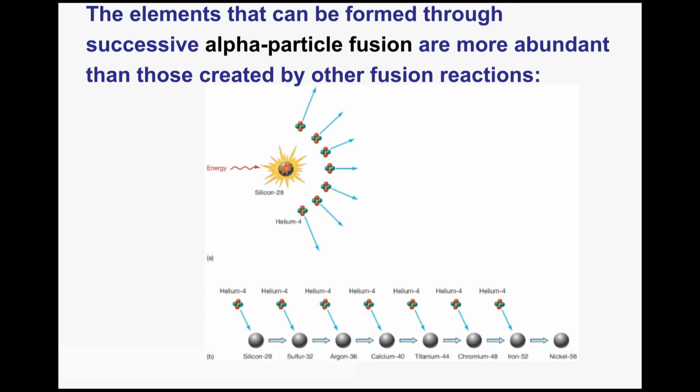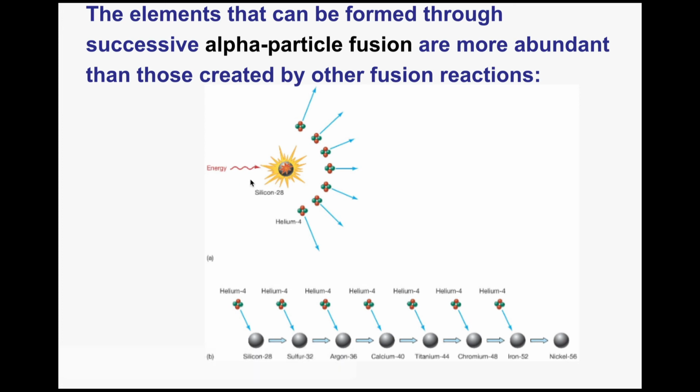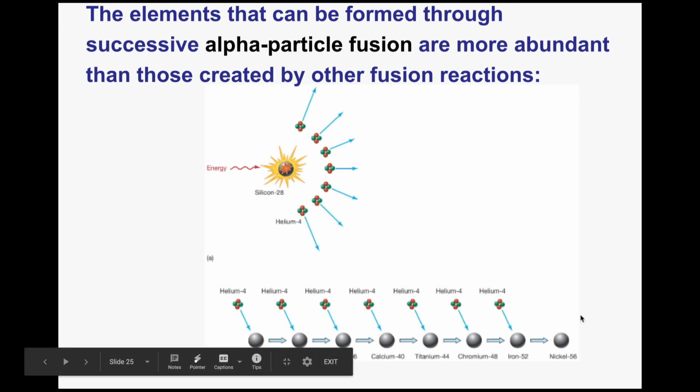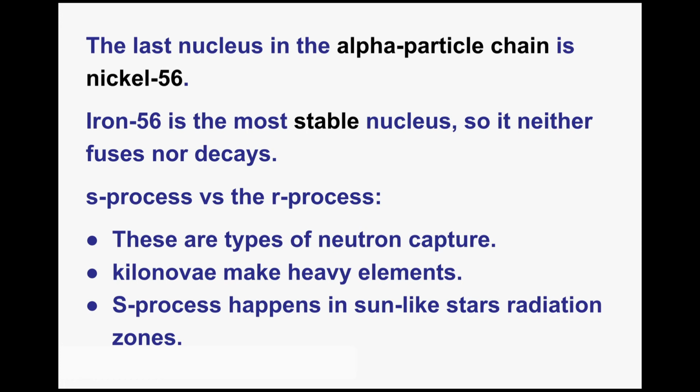So you can see here this silicon 28 atom gets hit by maybe a cosmic ray or some other high energy particle, and it splits into a whole bunch of helium atoms, and those helium atoms are then going to merge with other existing nuclei. So this is a pathway to get all the way up to nickel 56, which, by the way, remember, iron and nickel are the two most common elements in the center of the Earth, so this is likely the pathway that we make those things.